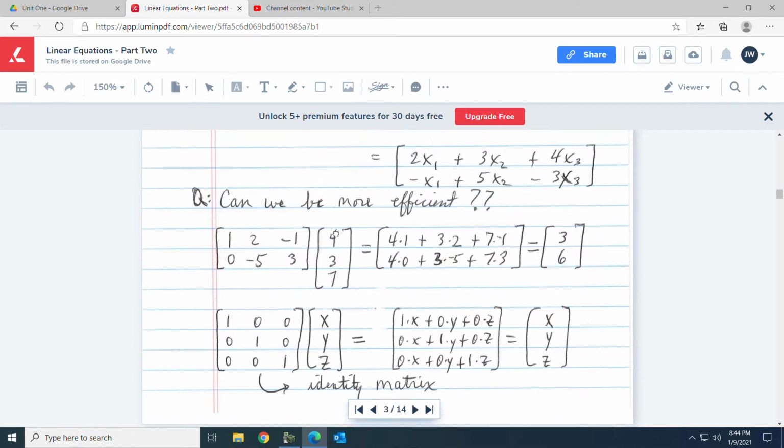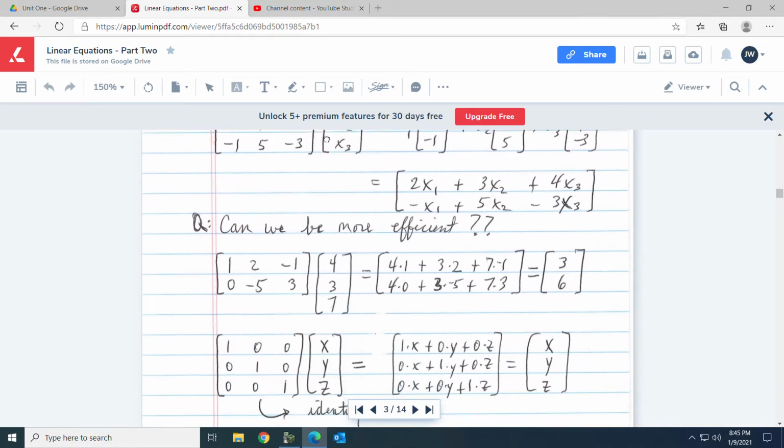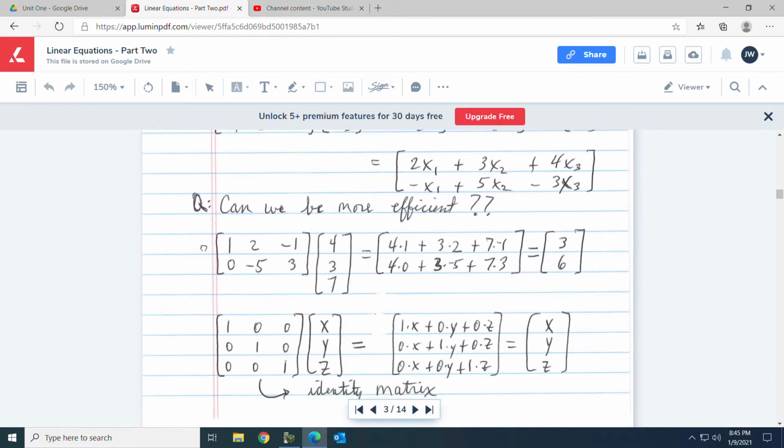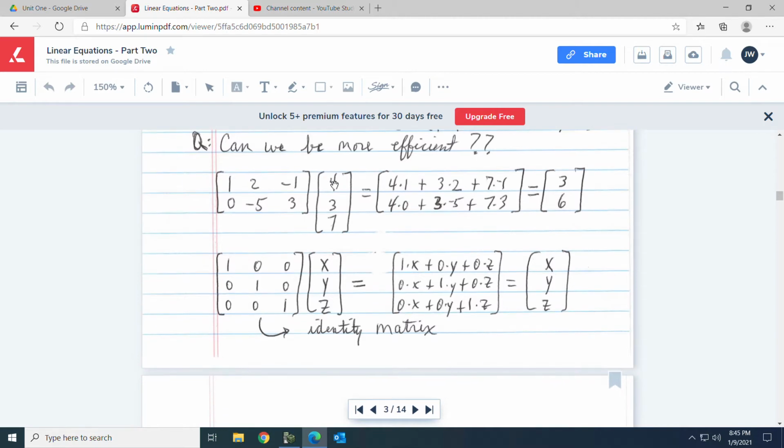was we looked at taking each entry of X and multiplying it with the corresponding column of A. Now on this example that we're about to do on the calculator, what we did was 4 times the first column, 3 times the second column, and 7 times the third column. Now, that's a good technique if you're doing them by hand. It's actually very, very fast and very handy.